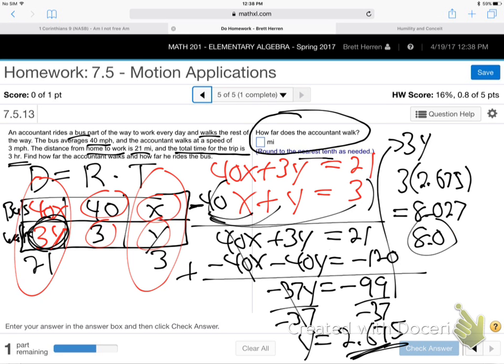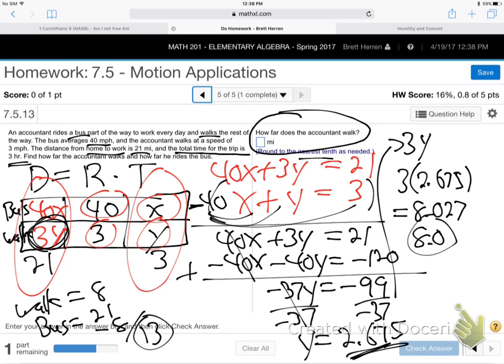Does that make sense? 8.0. Round to the nearest tenth. Round at the end. When they say round, wait to the end. Use some more decimals of accuracy until you get to your final answer, then round it. 8.0. The other question is going to ask how far he bused. We can do that by subtraction, right? Total trip is 21 miles. He walked 8. So if he walked 8, how far did he bus? Whatever 21 minus 8 is. 13. He must have bused 13.